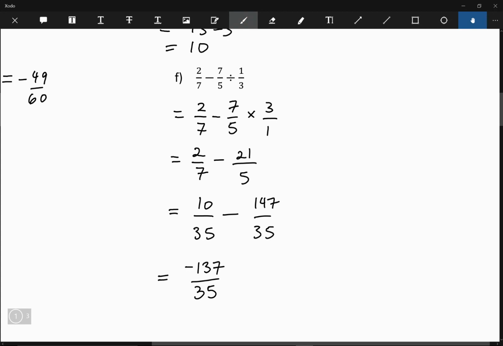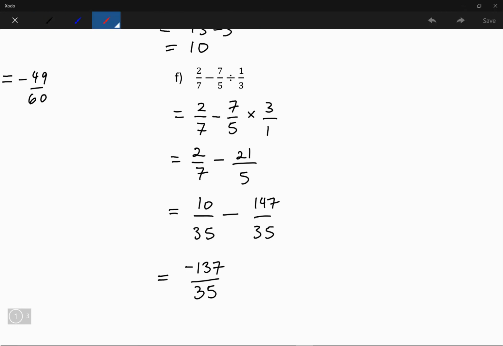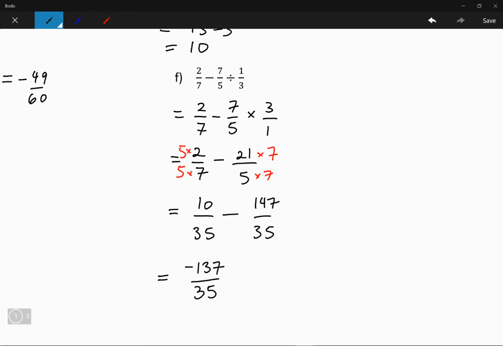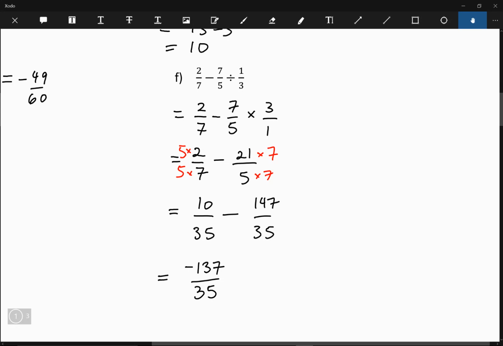Okay. So if you still need me to review how I'm doing these improper fractions, consider that I'm just multiplying the top and the bottom of this one by 7. And I'm multiplying the top and bottom of this one by 5 in order to get that same denominator. Okay. All right. Save that. And I'm going to move on to the next question.